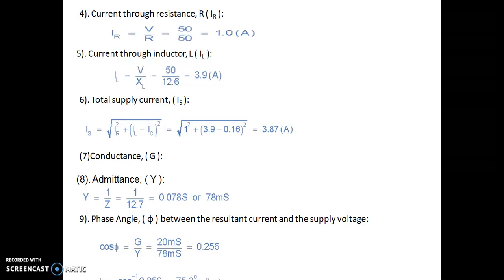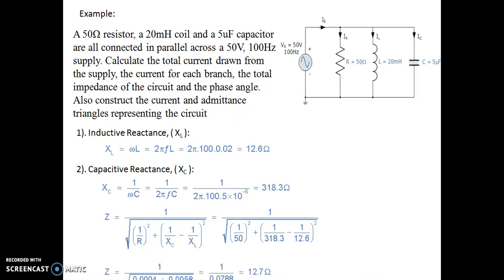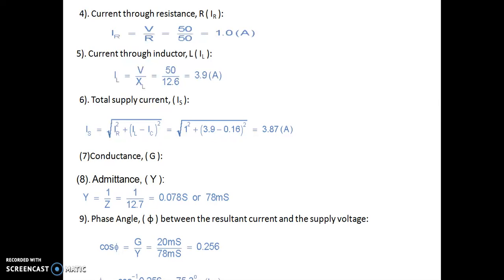So the current through resistor IR is equal to V by R, 50 by 50, where as you can see 50 is the RMS value of the source voltage. So 50 by 50 gives 1 ampere. For the current through the inductor, as we have noted earlier, the voltage across a parallel combination remains the same, so it will be 50 by 12.6, which gives 3.9 ampere, where 12.6 was the inductive reactance. So the total supply current is equal to root over IR square plus (IL minus IC) whole square, which gives 3.87 ampere.